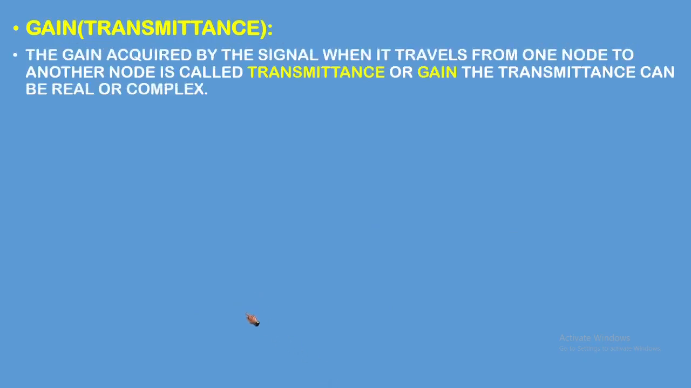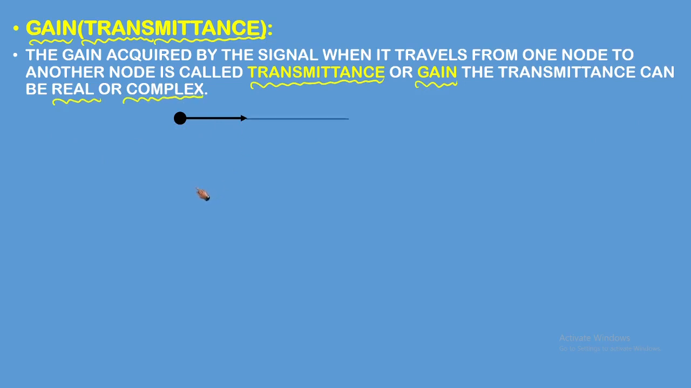Let us see another definition here. What is the meaning of the gain or transmittance? In some textbooks they write it as gain, in some textbooks they write it as transmittance. The gain acquired by the signal when it travels from one node to another node is called the transmittance or gain. The transmittance can be a real number or a complex number.